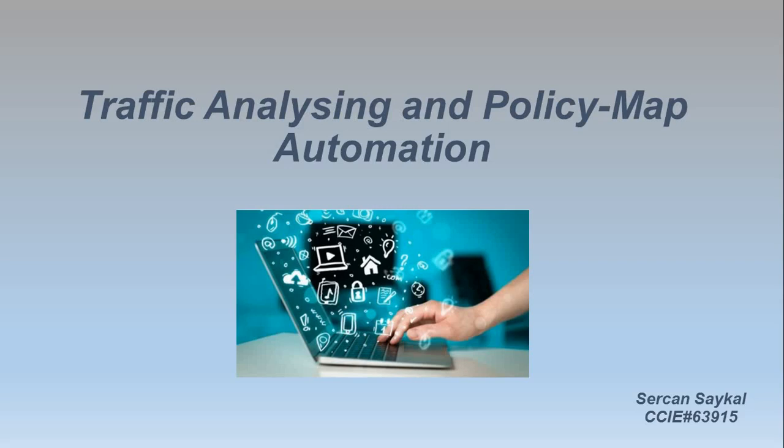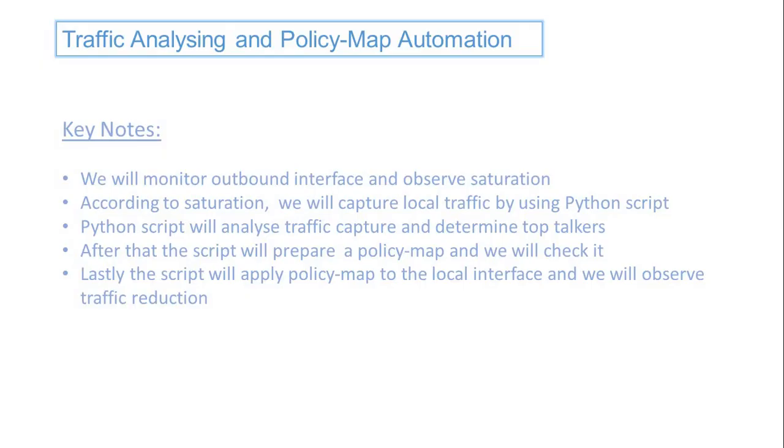Hi everyone, today I want to talk about my new Python script which captures local traffic and determines top talkers in case of link saturation. In addition to this, the script applies a policy map to the router for the top talkers' traffic, which is determined by traffic analysis. Well, here is a short brief about the steps we will take during the demonstration.